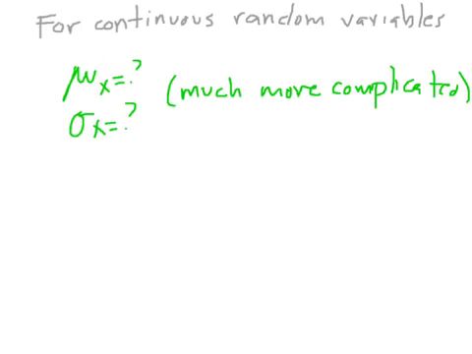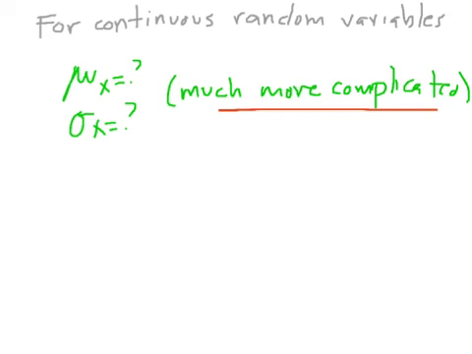So the formulas I just showed you are for discrete random variables. You may be thinking, well, what about continuous random variables? Because obviously, you can't add up every outcome for a continuous random variable. Well, it turns out that problem is much more complicated, and there is no exact formula for it. The real way to do it involves some calculus and things like that we're not going to talk about in this class.